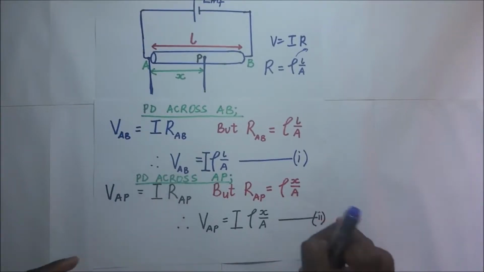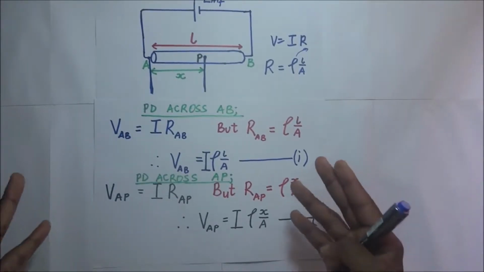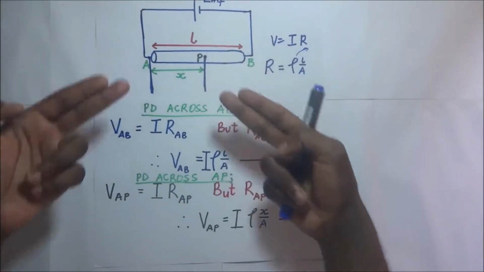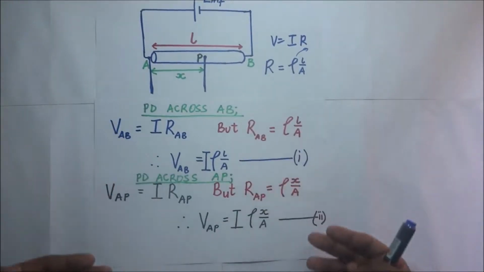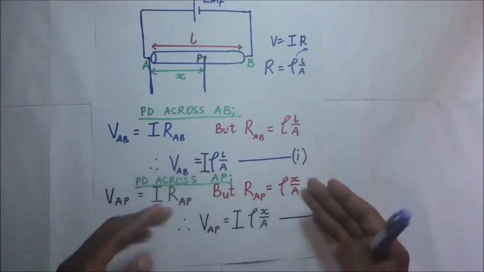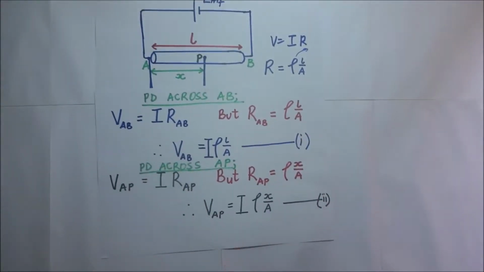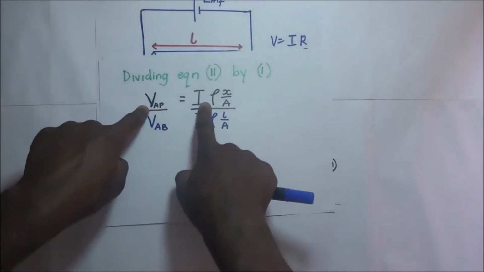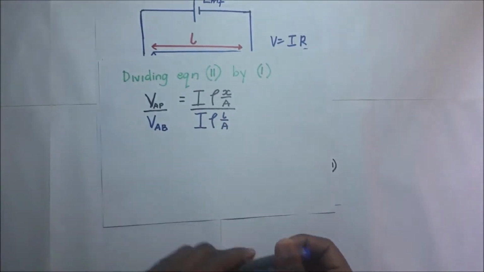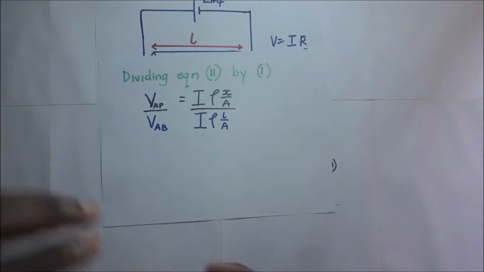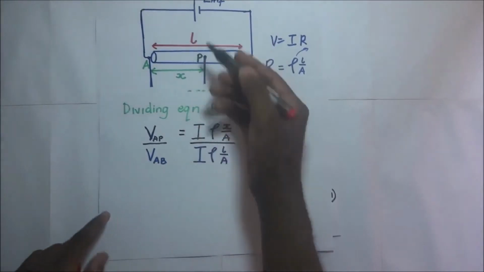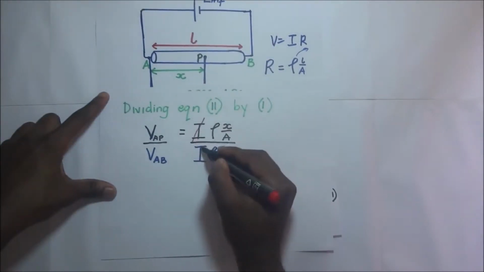So what is going to happen here now? We want to compare the potential difference across AB and the potential difference across AP. When we compare them, we are just going to divide these two equations. So when we divide VAP equals I times resistivity times X over A by VAB equals I times resistivity times L over A, you will find that the current is the same. It's the same amount of current produced by the cell. So I and I are the same, and they will cancel out.